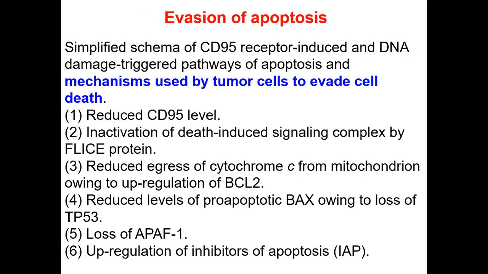Evasion of apoptosis. The mechanisms used by tumor cells to evade cell death: reduced CD95 level, inactivation of death-induced signaling complex by FLICE protein, reduced egress of cytochrome C from mitochondria owing to upregulation of BCL-2, reduced level of pro-apoptotic factors owing to the loss of P53, loss of APAF1, and upregulation of inhibitors of apoptosis.